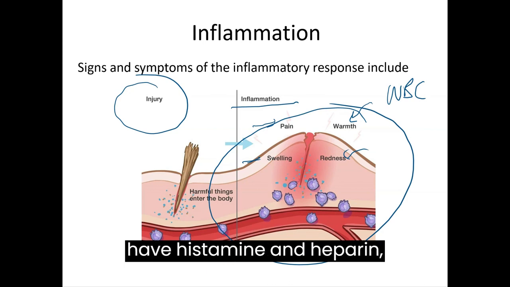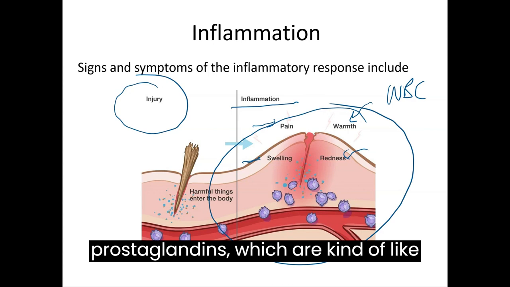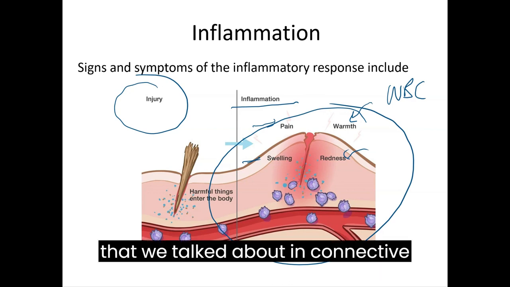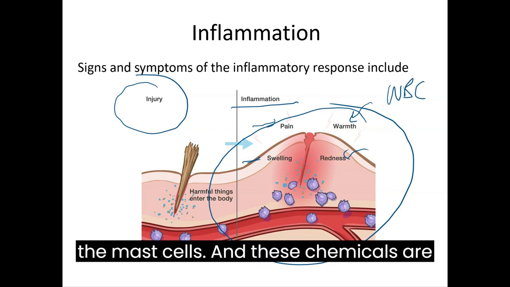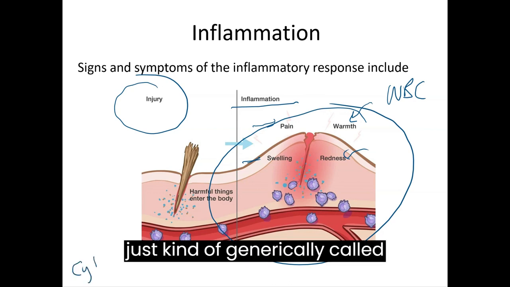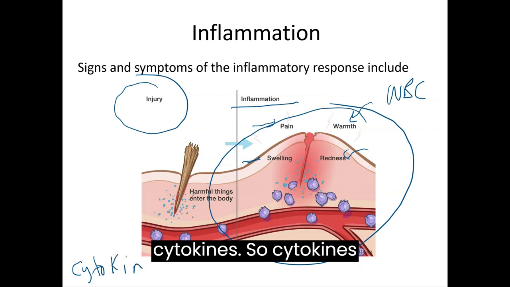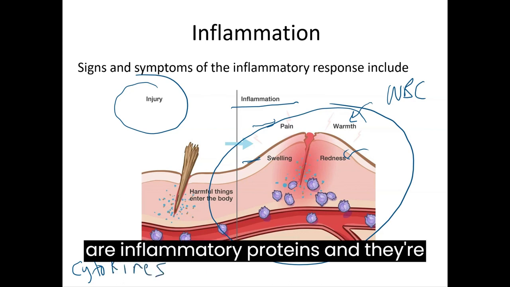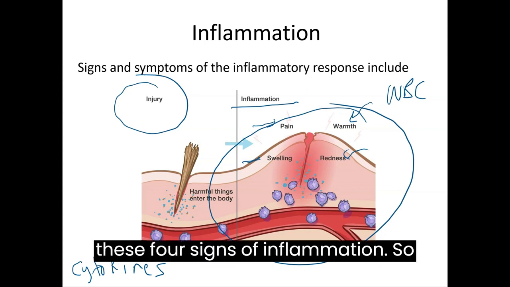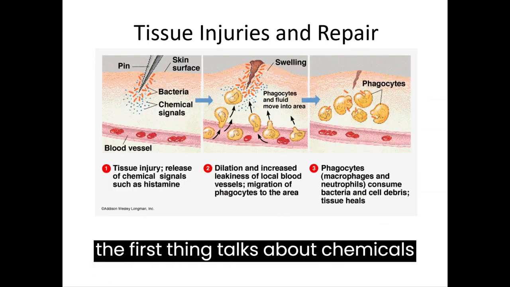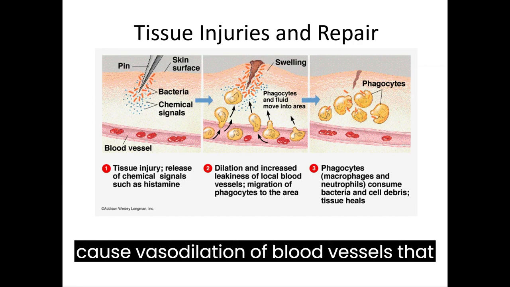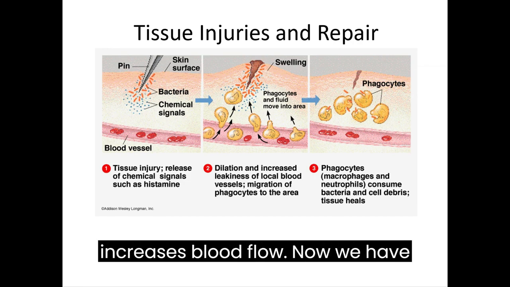You have histamine and heparin, prostaglandins, which are kind of like hormones. And then you have these cells that we talked about in connective tissue, the neutrophils, the macrophage, the mast cells. And these chemicals are just generically called cytokines. So cytokines are inflammatory proteins, and they're critical because they're going to cause these 4 signs of inflammation. So what exactly causes each one? Now we'll go to your table, and you'll see the first thing talks about chemicals causing vasodilation of blood vessels that increases blood flow.